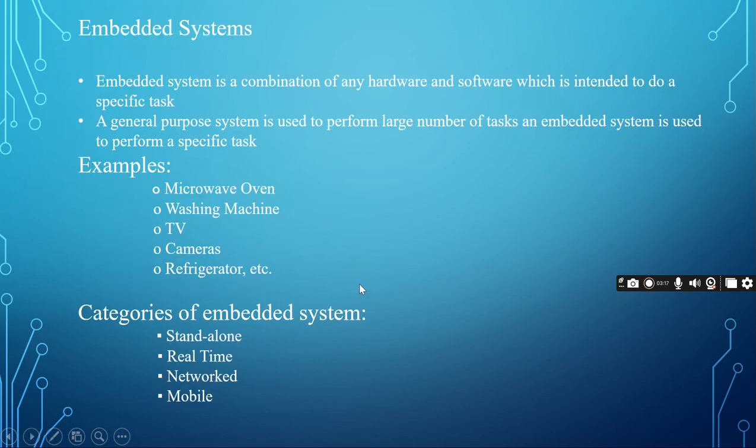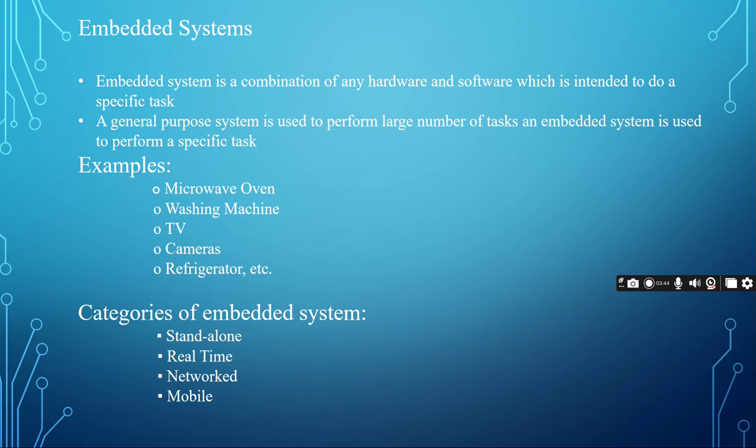The next slide is embedded system. What is an embedded system? An embedded system is a combination of hardware and software which is intended to do a specific task. A general purpose system is used to perform a large number of tasks, whereas an embedded system is used to perform a specific task. Here are some examples of embedded systems: microwave oven, washing machine, TV, cameras, refrigerator, mobile phones, airbags in cars.